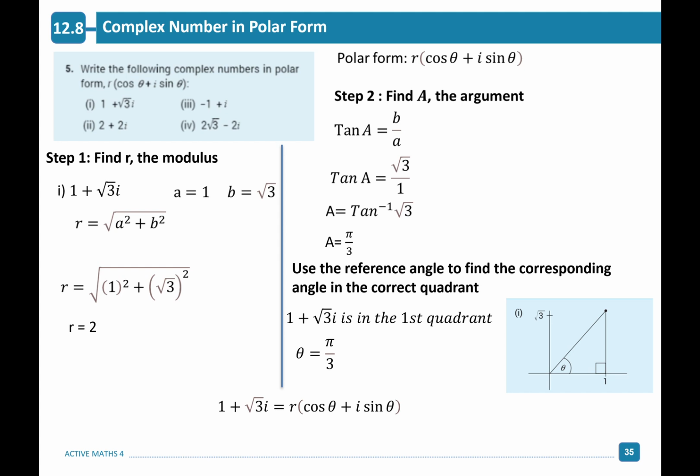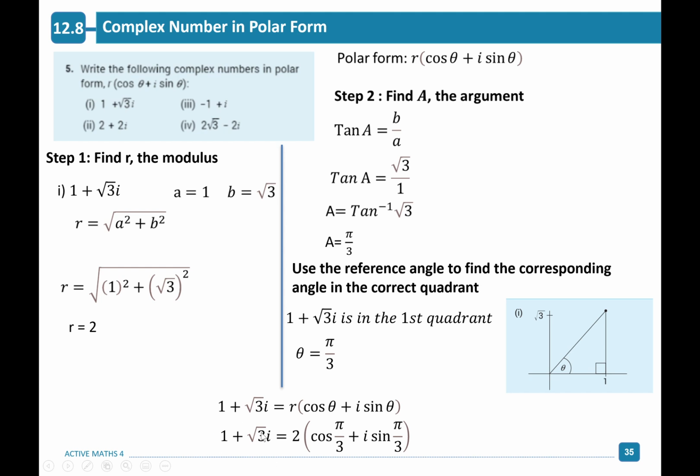We now take these two values and substitute them into our formula for polar form, r times cos of theta plus i sine theta. This gives us our complex number of 1 plus root 3i as 2 times cos pi over 3 plus i sine pi over 3. Here we have changed our complex number into polar form.